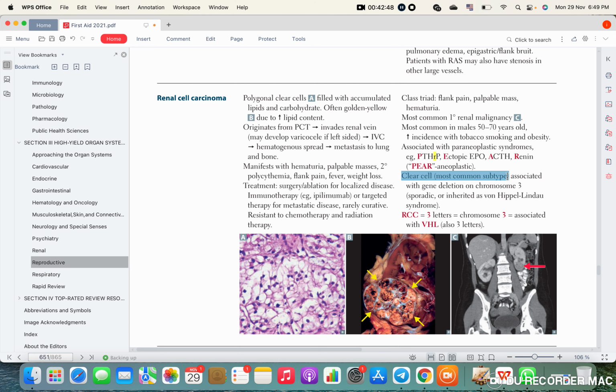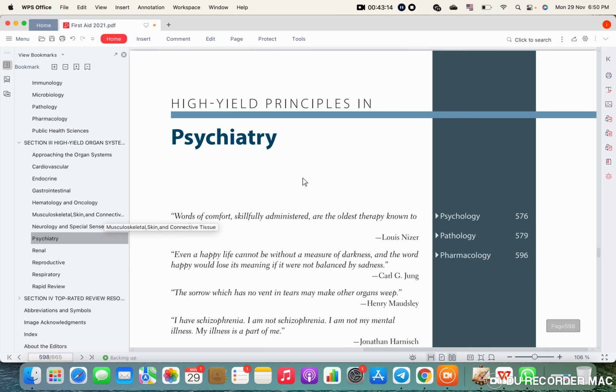Okay, so next we have the clear cell, the most common subtype, which is this one. It's associated with a gene deleted on chromosome 3. Renal cell carcinoma is a 3-letter, so it's chromosome 3. It could be sporadic, which means nothing has caused it, it just happened. Or it can be inherited, like in the case of von Hippel-Lindau. So you're like, von Hippel what? Von Hippel-Lindau. So what is this von Hippel-Lindau?